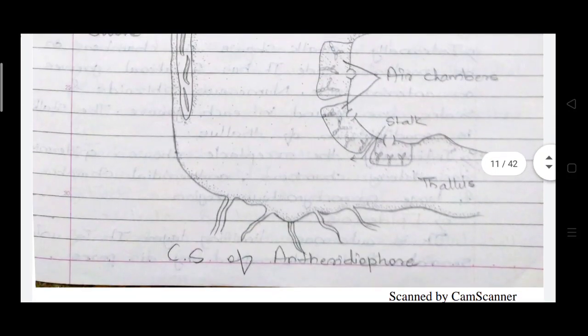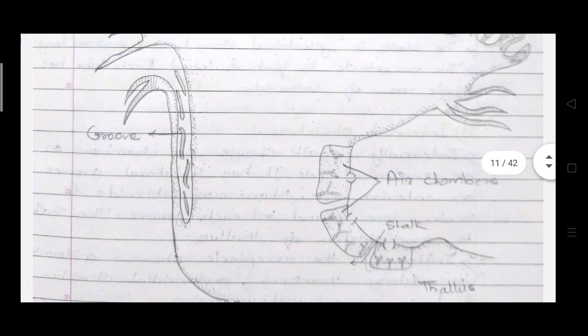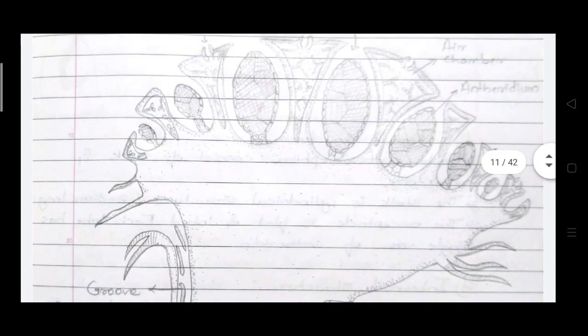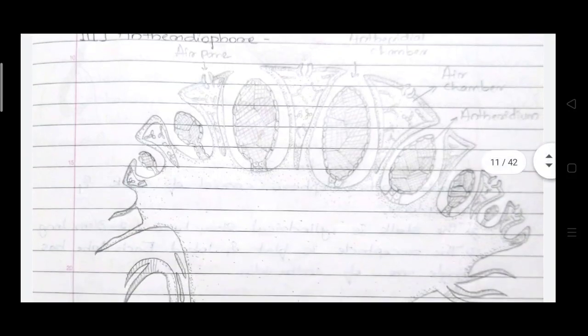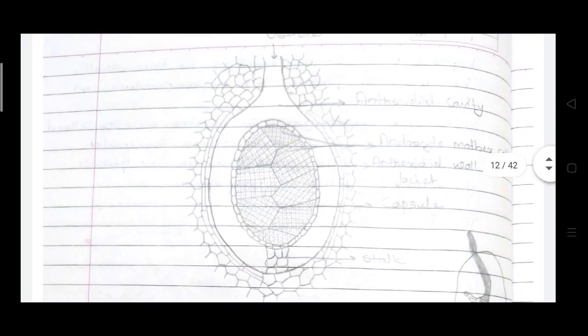In this structure of the Antheridiophore, at the base there is the thallus, and the Antheridiophore is produced on this thallus. It shows the stalk and air chambers at the base, and some grooves are also present at the basal region, and at the top there are some air pores. Different antheridial chambers are produced, and in those antheridial chambers the antheridia are produced. So this is the structure of the Antheridiophore, and this is a single antheridium.